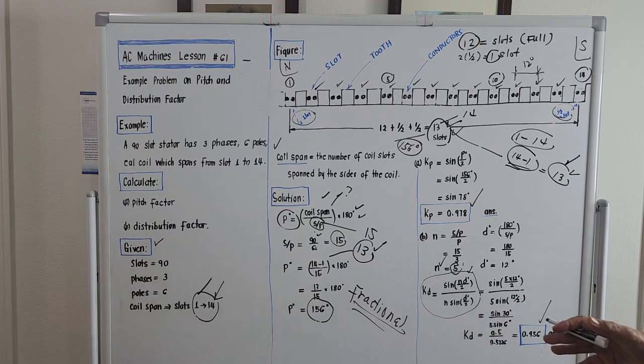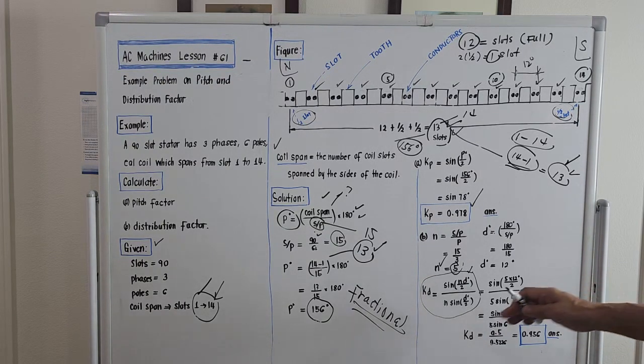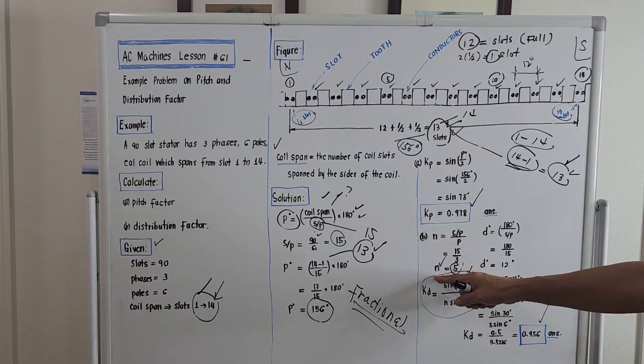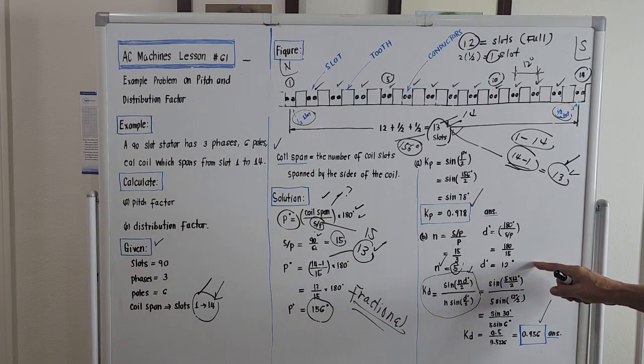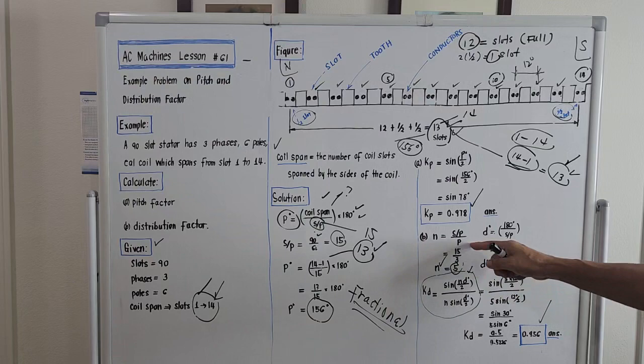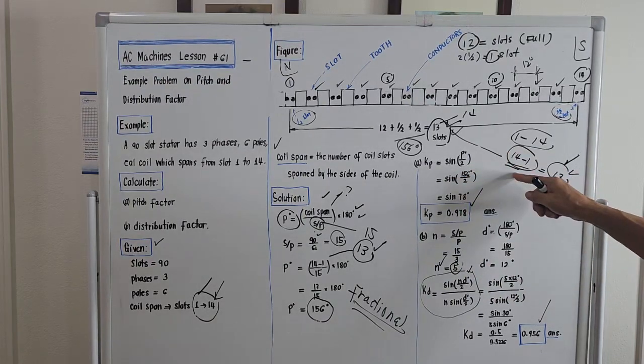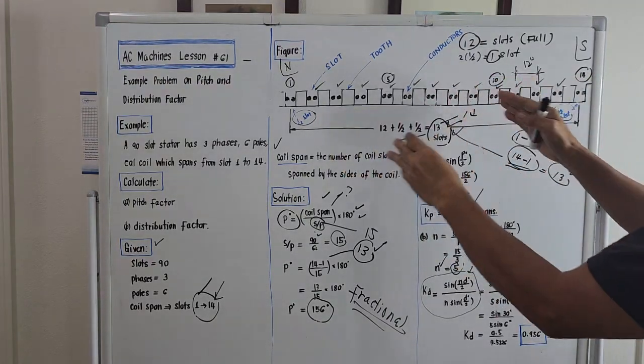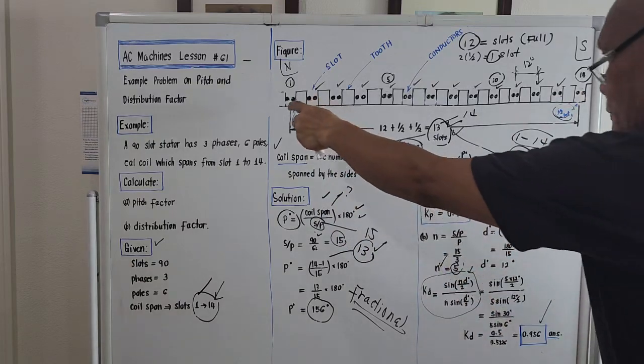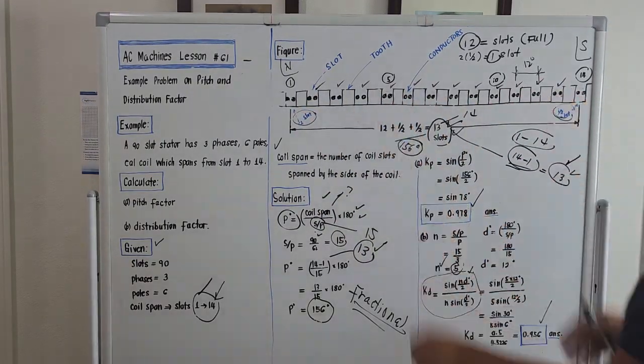There is not so much danger in making an error in the computation of the distribution factor. Because in the computation, we will just compute for n, and we will just compute for the d degree. We can't make a mistake in here. Unlike in the pitch factor, if your analysis on the computation of the slots from 1 to 14 is wrong, you're wrong already.